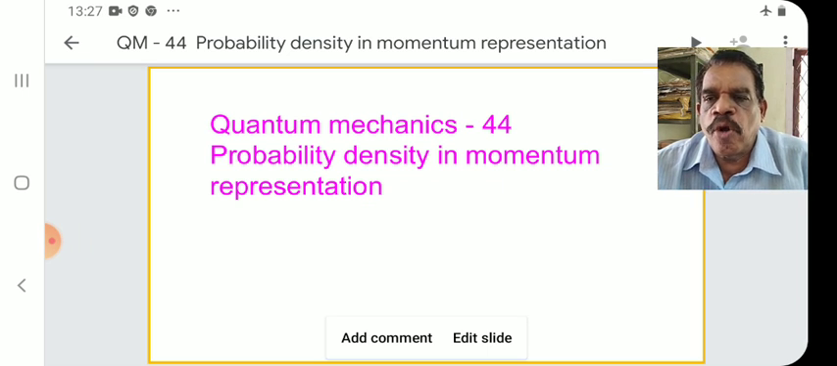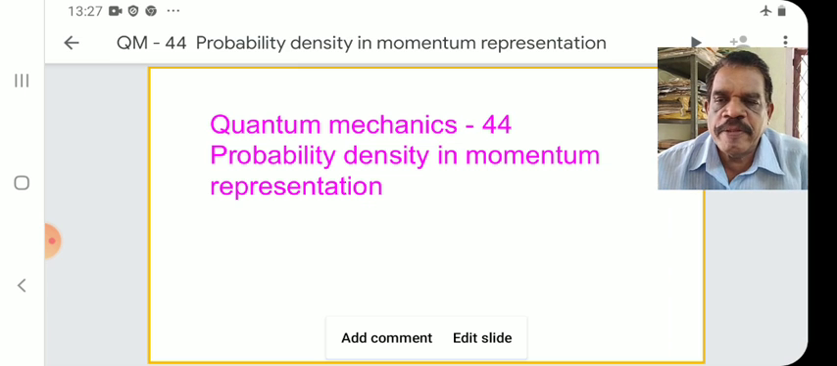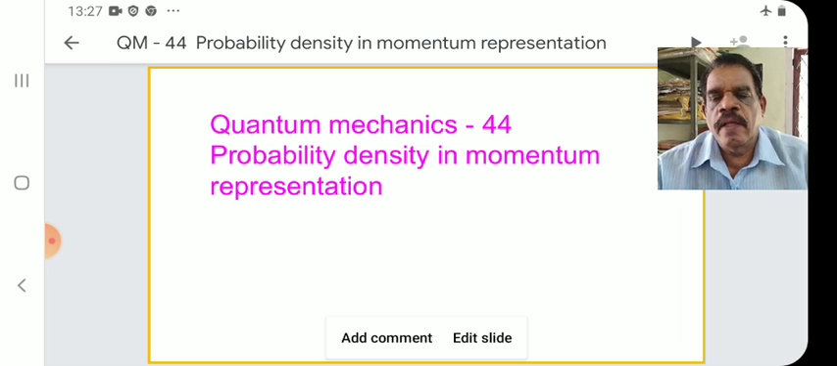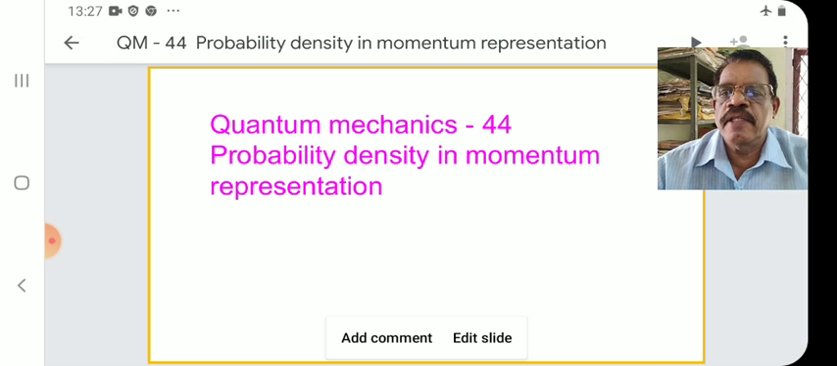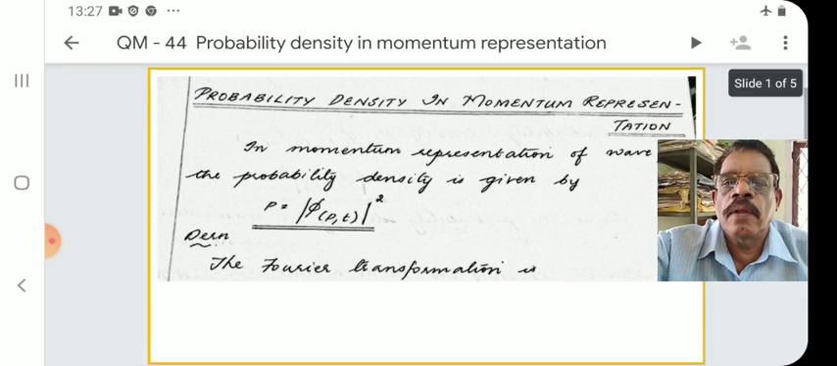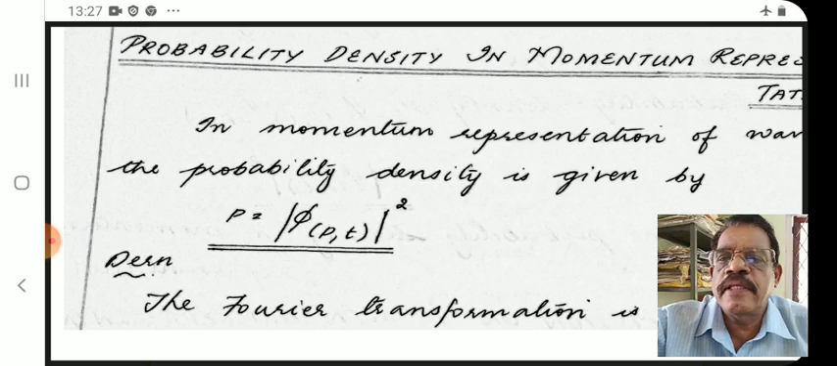Today's topic is probability density in momentum representation, for BSc semester 5 students. MSc and CSIR-JRF-NET students can also study this. Probability density in momentum representation.